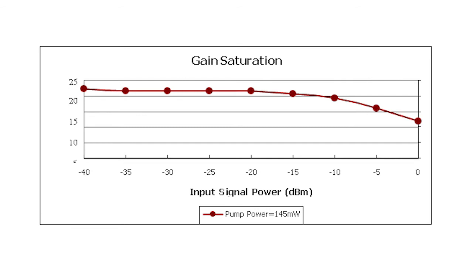Input signal power versus gain to find gain saturation. The plot shows that as the input signal power is increased beyond minus 20 dBm, the gain would begin to decrease. This gain decrease is the effect of gain saturation.